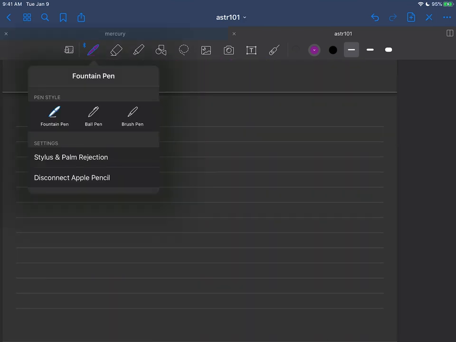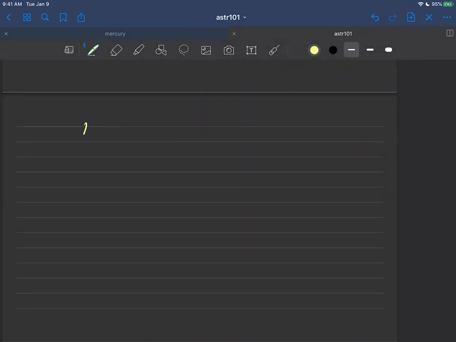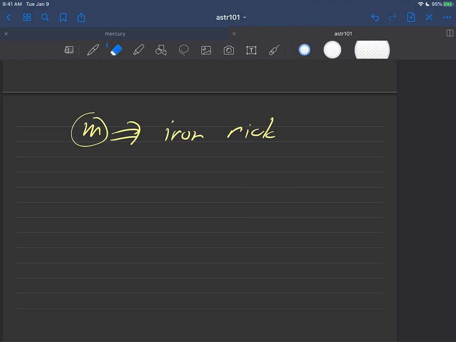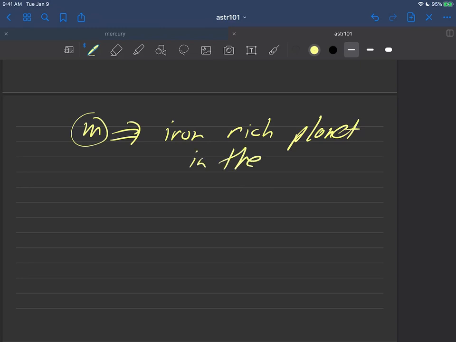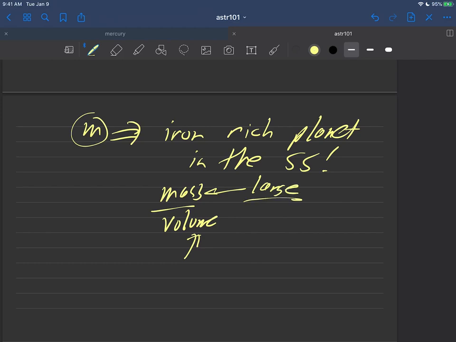Well, it turns out that one of the interesting parts about Mercury is that it is absolutely the most iron-rich planet in the solar system. It has the most iron in it. So if you take its mass over its volume, this is going to be a small number on the bottom, and this is going to be a large number on top because there's a lot of mass there.